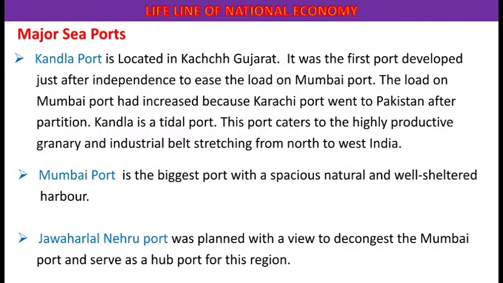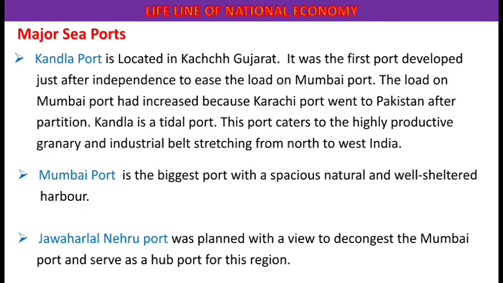Now this port is renamed as Deendayal port. After independence, Karachi port became part of Pakistan. Due to this, heavy pressure built on Mumbai port, hence Kandla port was the first port developed soon after independence to reduce the volume of traffic on Mumbai port. It is a tidal port. It handles the import and export of a highly productive granary and industrial belt of India. It covers the states of Jammu and Kashmir, Himachal Pradesh, Punjab, Haryana, Rajasthan and Gujarat.